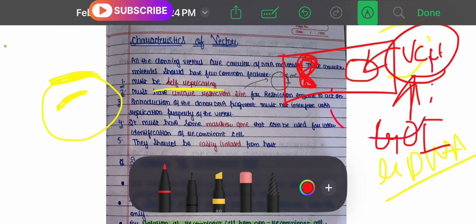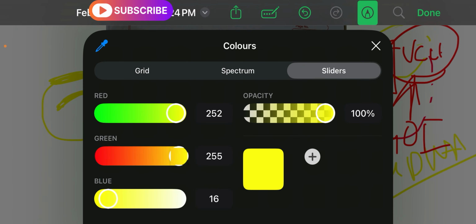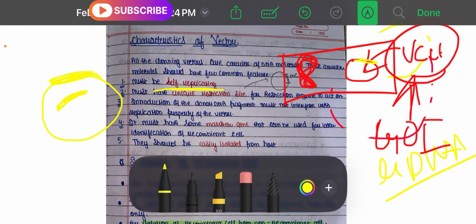Clear? Now whenever I insert my gene of interest here, this should not be dependent on the chromosomal DNA. Whenever it makes copies of the plasmid, they are made by the plasmid itself, not by the chromosomal DNA.